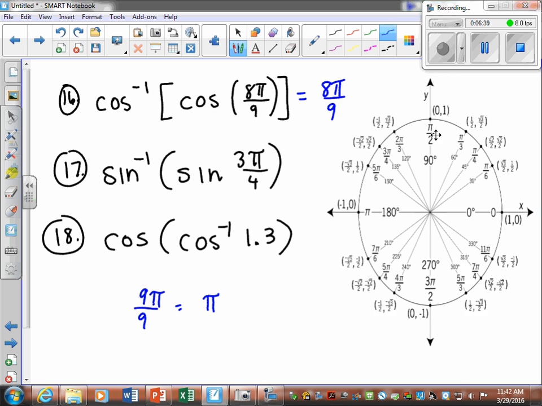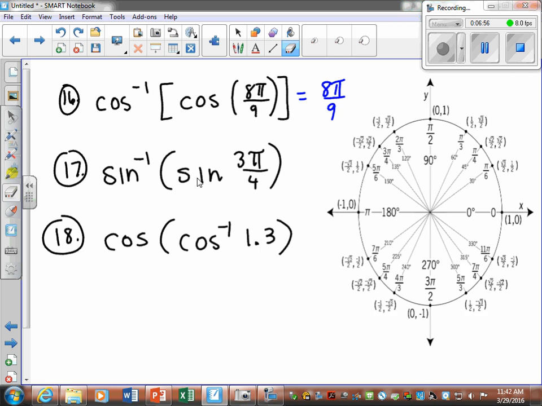It's not on our unit circle, but it's still in that region. So don't let that confuse you just because it wasn't on the unit circle. It still is between 0 and pi. And it helps to see that with the fraction. So that's okay. That's just our solution.